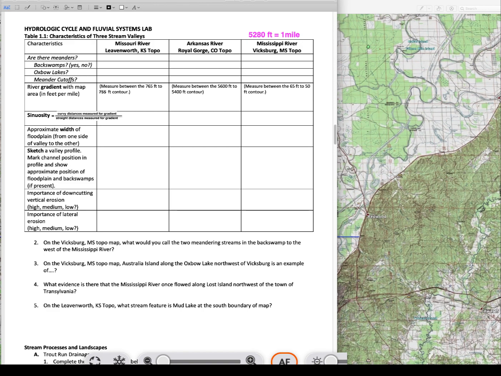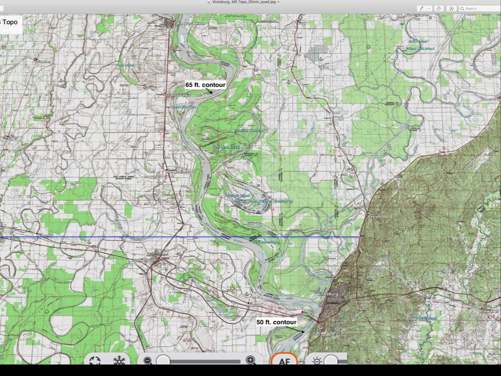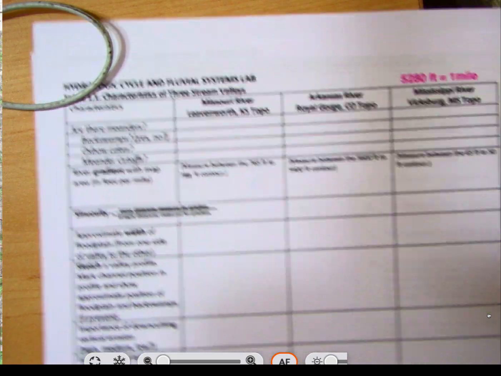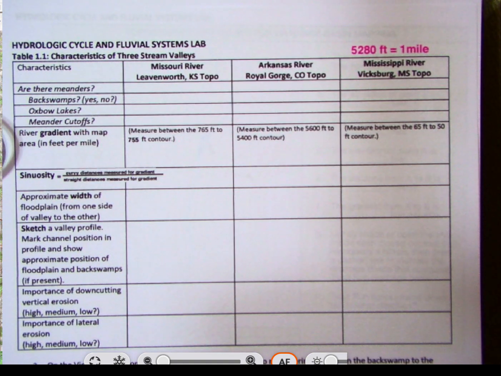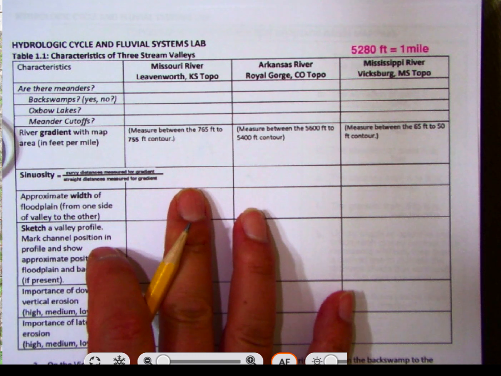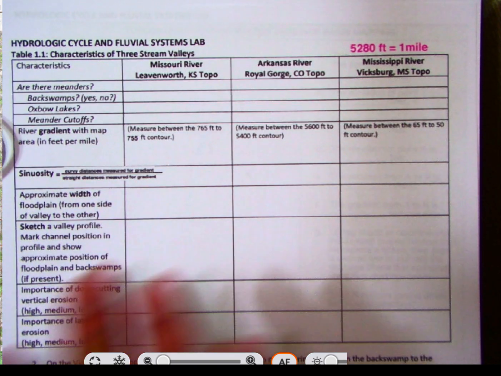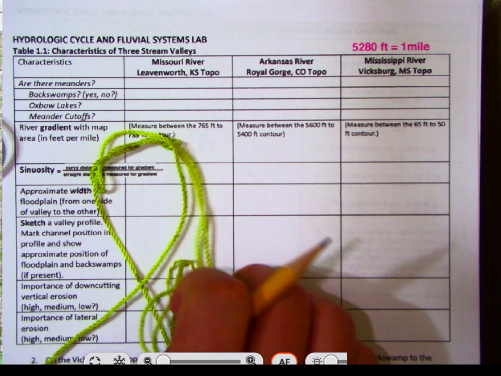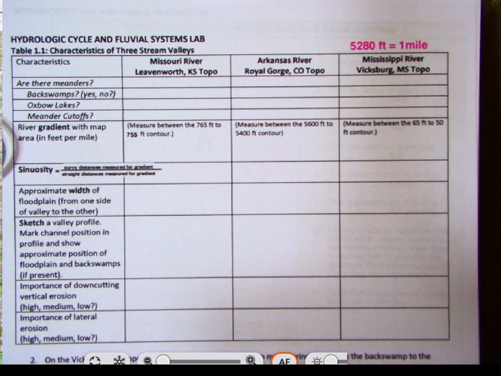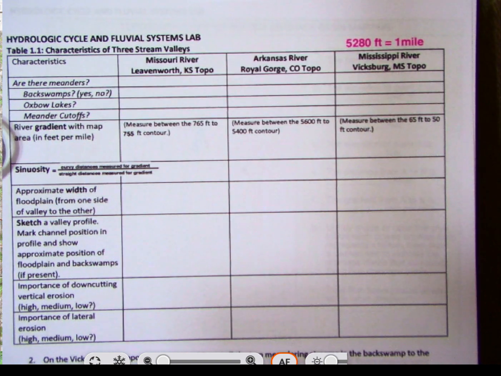So we'll have the map up here. The first river is going to be this Missouri River at Leavenworth, Kansas topo, and that's this river here. For this part of the lab, I'll be writing on the sheet here, and we're going to ask some questions, and we'll be going back and forth between the sheet and the topographic map. Again, for this exercise, you will need a string. So I have my string here, and you'll have to measure or lay this out along the course of that Missouri River. And I'll show you how to do that once we get to there.